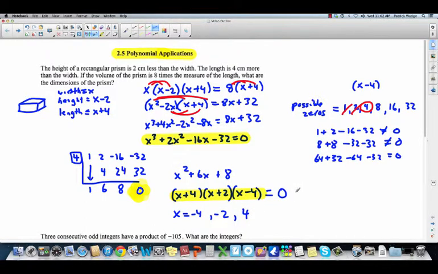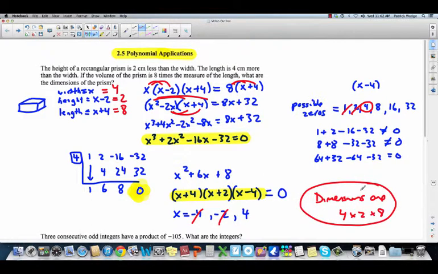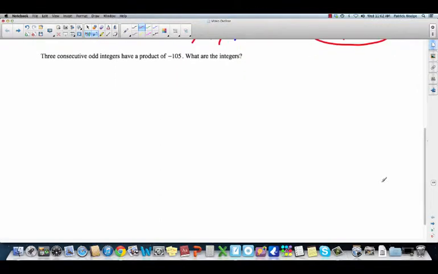But again, we're talking about real life stuff here, remember? We're talking about widths, lengths, heights, distances. What answers don't make sense? This makes no sense. You can't have a negative distance. You can't have a negative distance. Hey, x equals 4. So in other words, the width is 4, the height is 4 minus 2 is 2, the length is 4 plus 4 is 8. So the dimensions are 4 times 2 times 8. There's your answer. Okay, quite a bit of work, isn't it?